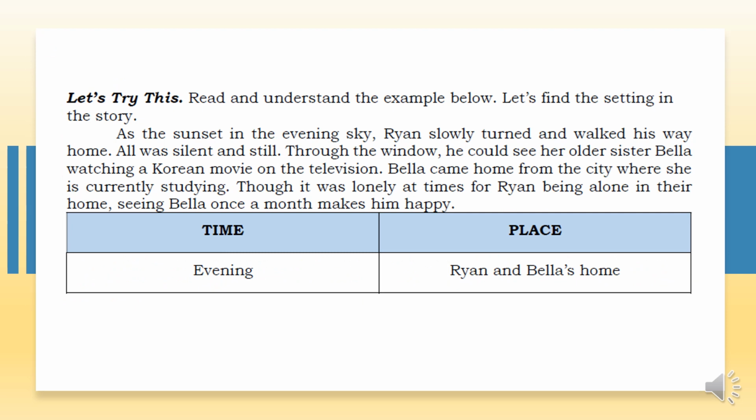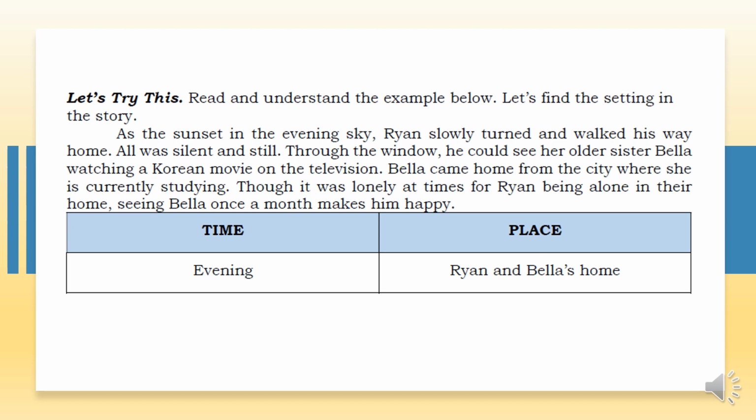Now, let's try this. Read and understand the example below. Let's find the setting in the story. As the sun set in the evening sky, Ryan slowly turned and walked his way home. All was silent and still. Through the window, he could see her older sister Bella watching a Korean movie on a television. Bella came home from the city where she is currently studying. Though it was lonely at times for Ryan being alone in their home, seeing Bella once a month makes him happy.